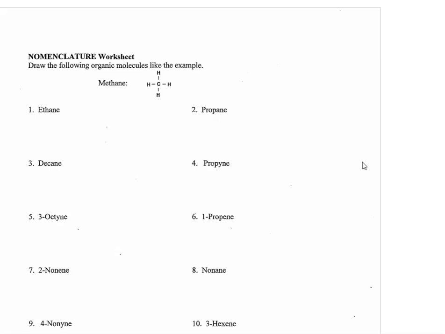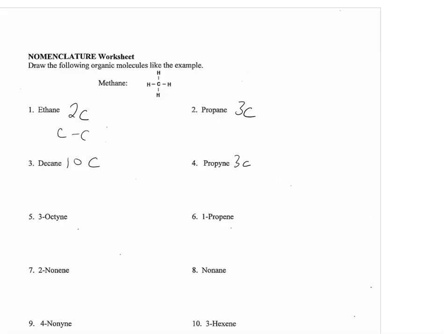So then when we look at doing this nomenclature, the worksheet, we're going to draw these. Looking at our prefixes, eth, I know that I have 2 carbons. Prop, I have 3 carbons, etc. Dec, I have 10 carbons. Okay, so with our ethane, we have 2 carbons and it ends in -ane, ethane. Sorry, I keep pronouncing it wrong.